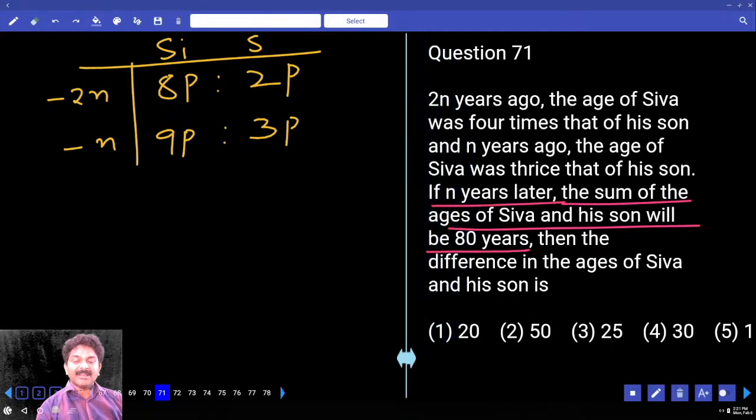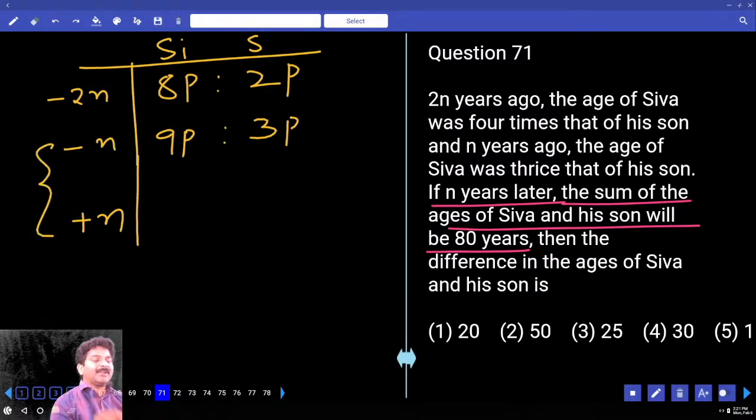When is this? N years later. After n years. Okay. N years back to present. How many years gap? N years back to present is n. Present to after n years is n. That means what is the difference between n years back to after n years? 2n. You already know 1 part is equal to n, right? That means instead of adding 2 parts, we can directly add 2n. Or instead of adding 2n, we can directly add 2 parts, correct?